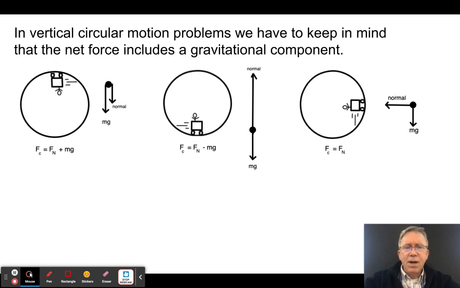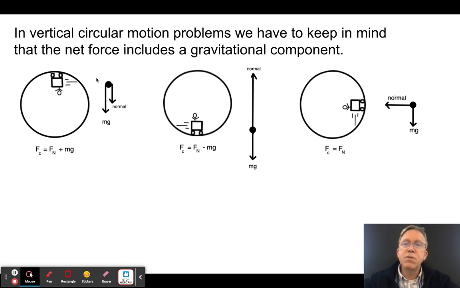Now, another thing we have to keep in mind when dealing with vertical circular motion is that the centripetal force is always going to have a gravitational component to it, or at least it usually will. So let's look here. If I'm at the top, the centripetal force that's causing me to travel in a circular path is going to be equal to mg, which is pointing to the center of the circle, and the normal force, which they're both pointing towards the center of the circle. So these two add together to give me my centripetal force.